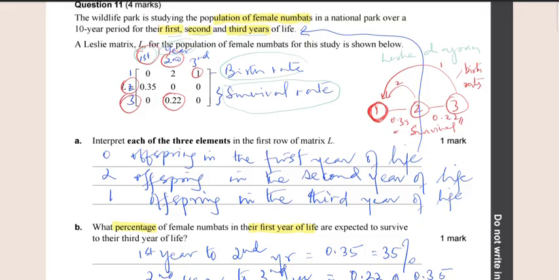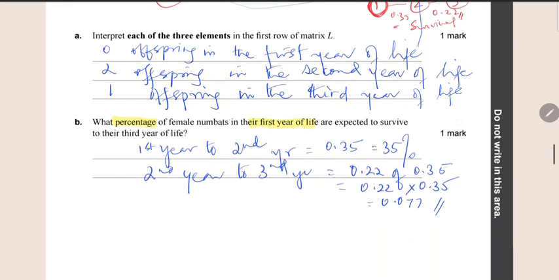So in order to get from the first year to the third year, you have to also go through the second year. So from the first year to the second year, okay, 35% survive. And we can see that on the Leslie diagram as well. Now, from the second year to the third year, 22% survive. 22% of this 35% in the previous year. So when you multiply 0.22 times 0.35, it is 0.077.